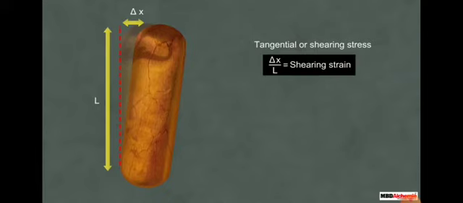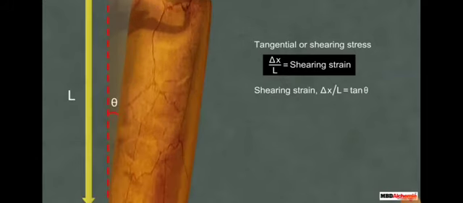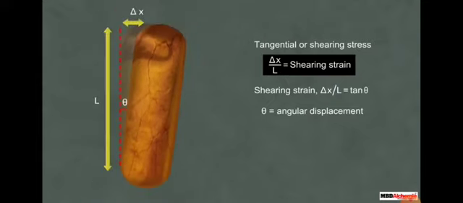The expression for shearing strain can be written as delta x upon L is equal to tan theta. Here, theta is the angular displacement of the cylinder from the original vertical position of the cylinder. Generally, the value of theta is very small. Therefore, tan theta is nearly equal to theta.